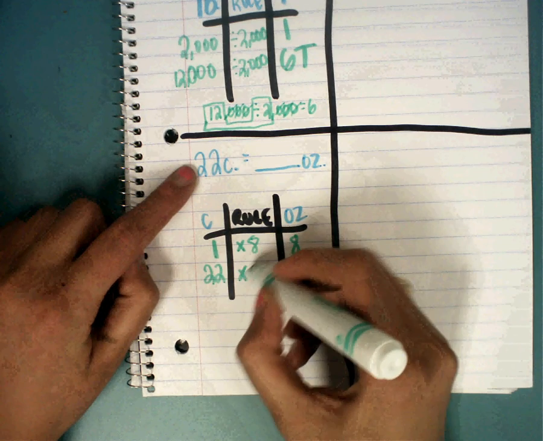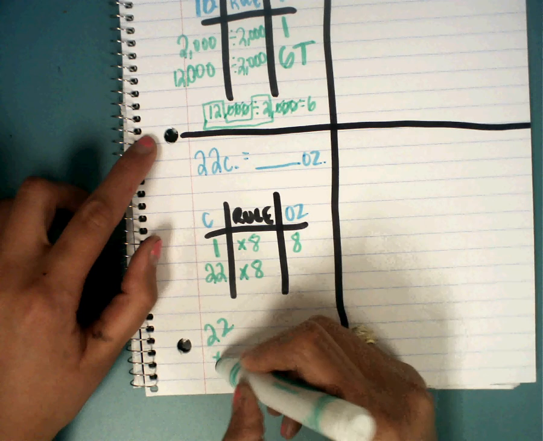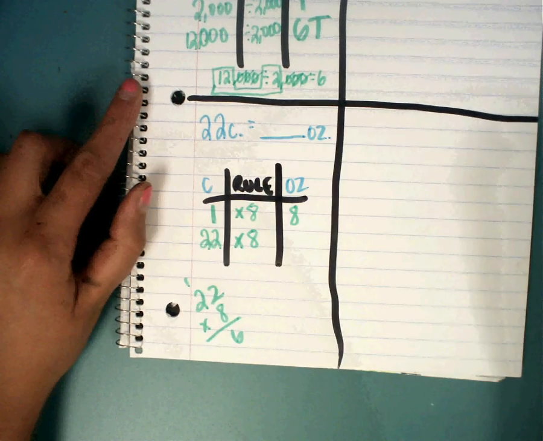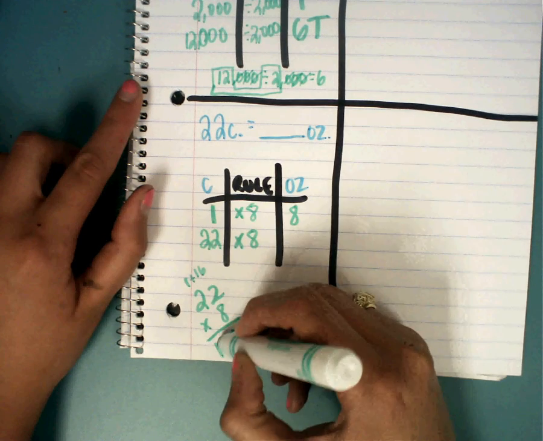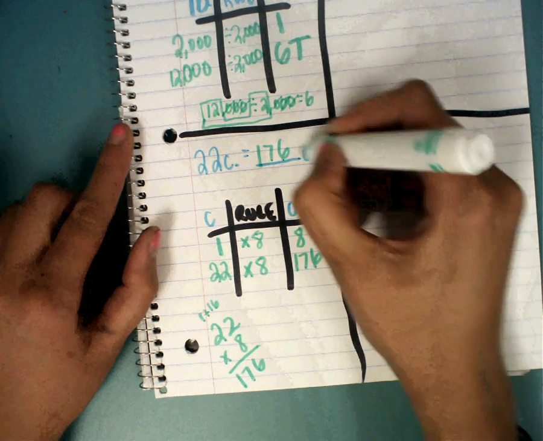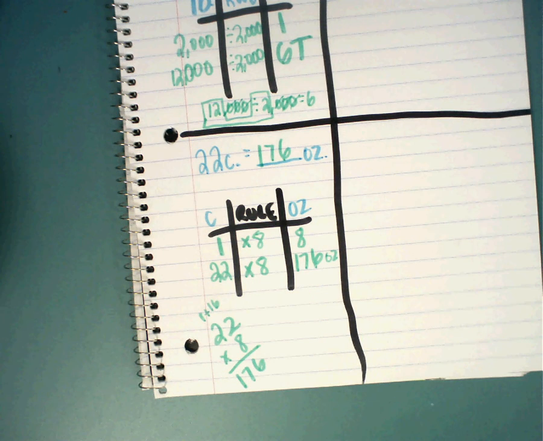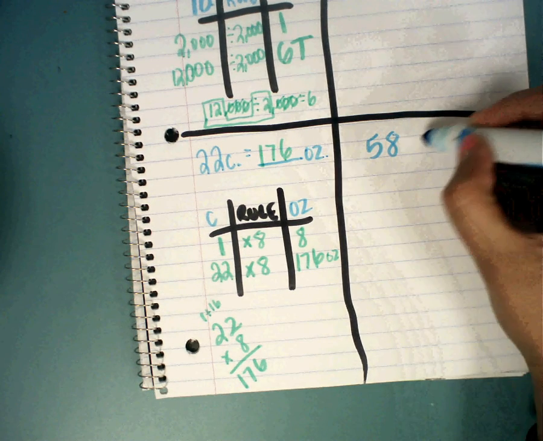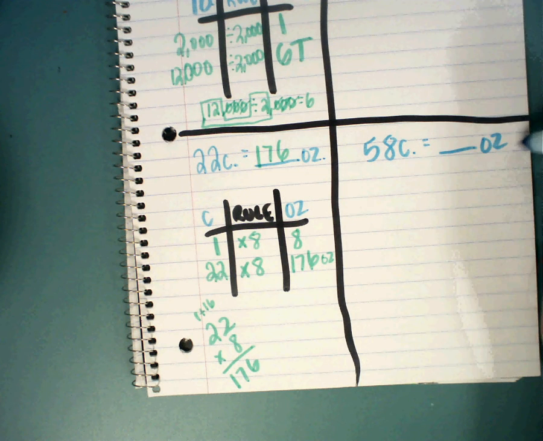Okay, now I can plug in my 22. 22 times 8. Well, let's do that down here. What's 2 times 8? 16. What's 2 times 8? 16 plus 1, 17. 176. So 22 cups is equal to 176 ounces. Don't have any naked numbers up in here. That's inappropriate. Okay, so I want you to take 58 cups and tell me how many ounces that equals. That's your part to do by yourself, okay?